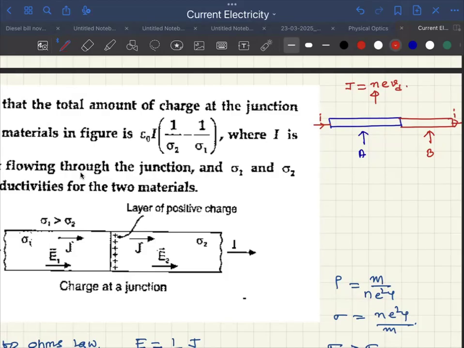The drift of the electron should be the same. I mean, should be. Drift velocity must be different in both A and B.